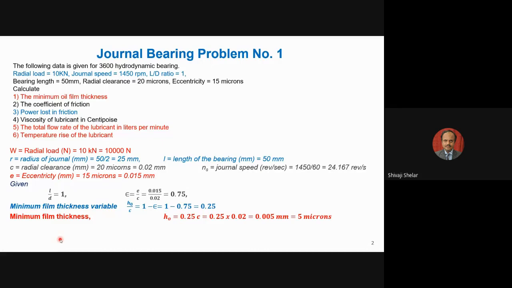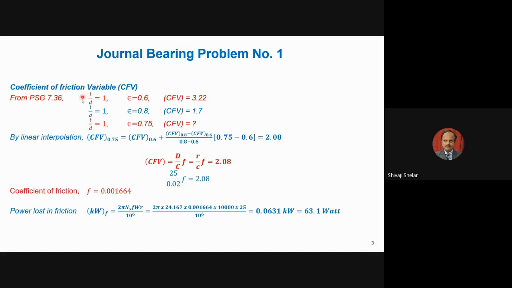So if I go to the data there, what data do we require here for this CFV? We have to refer to PSG 7.36 and we have to refer to the L by D ratio parameter equal to 1. And since my epsilon value is 0.75, which may not be in the table properly, the epsilon values available in the table may be 0.6 and 0.8. So what are the CFV values? How these values are taken, I will show with the table here. So let's go and see the table here.